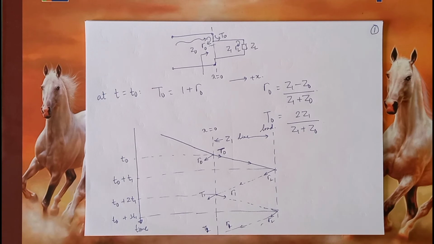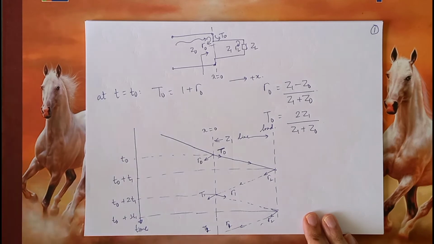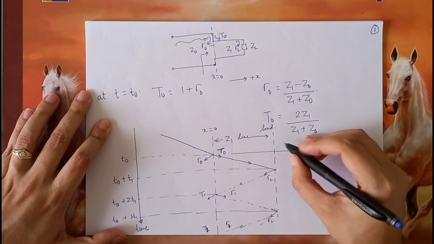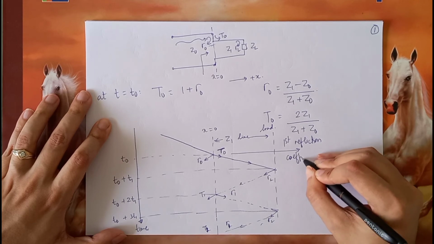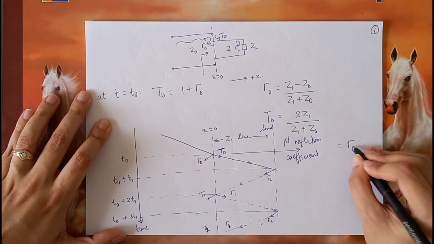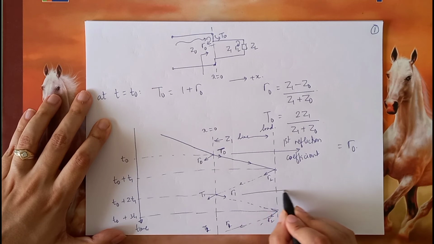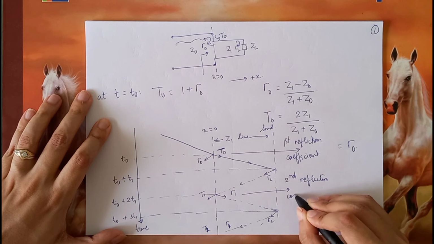Now, what is the reflection coefficient due to this first reflection? The first reflection coefficient is gamma 0. Now let us look at the time T0 plus 2T1 and write down what is the second reflection coefficient.